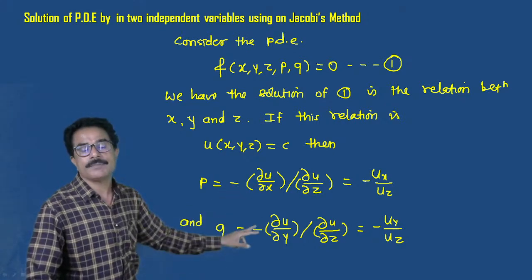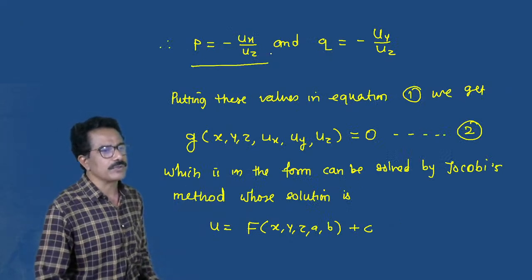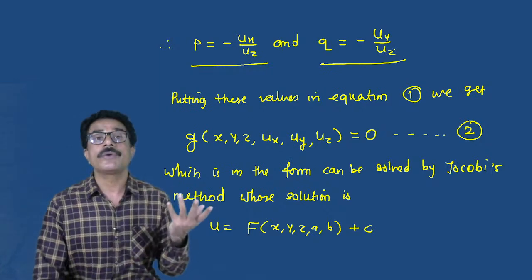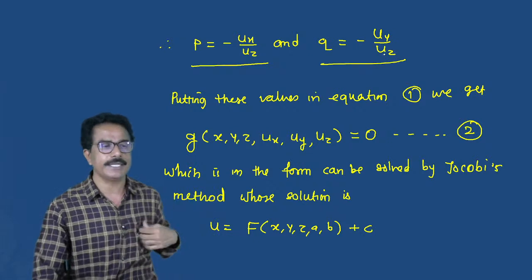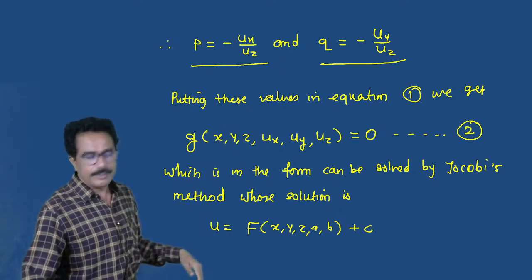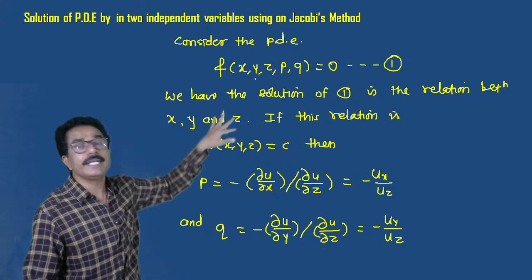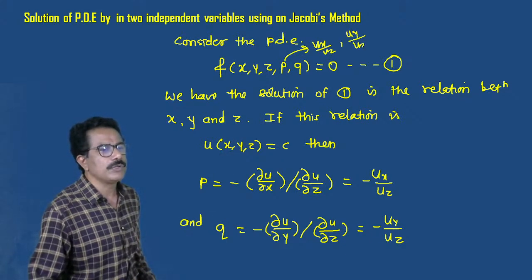q we can write minus uy upon uz. So we can write p is equals to minus ux upon uz, q is equals to minus uy upon uz. You can take plus also under some consideration. Putting these values in equation 1, then we will get p in terms of ux upon uz, uy upon uz.